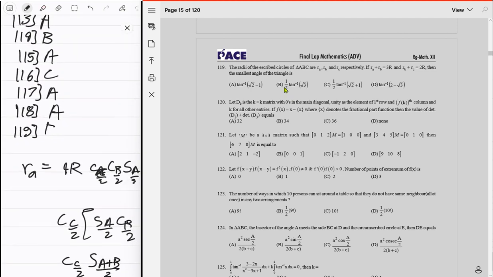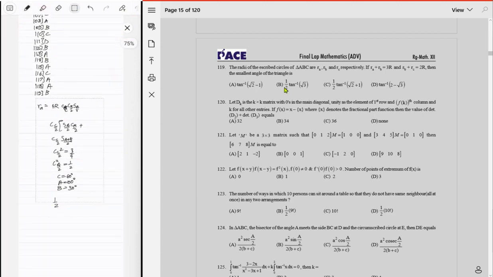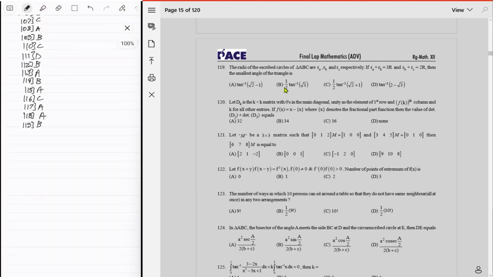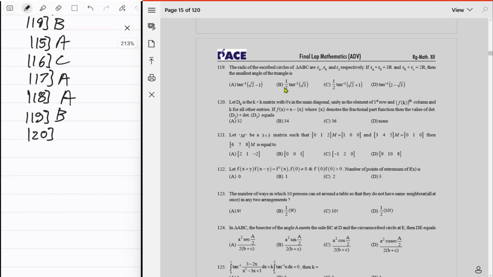Next question. Huh. Yeah. 120 is let D sub K is the K into K matrix with zeros in the main diagonals, unity as the element in the first row, as the element of the first row, and Fkth column and K for all entries. Fk. What is Fk? Okay. And f of K is the integer part of K basically. Okay.